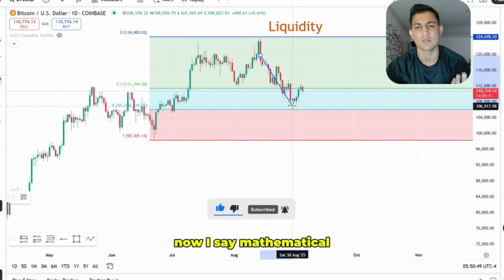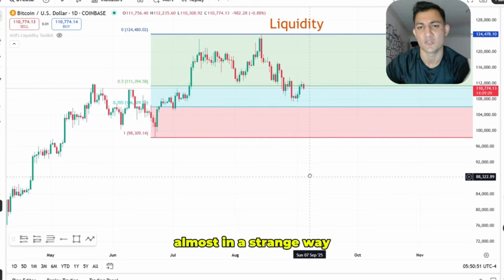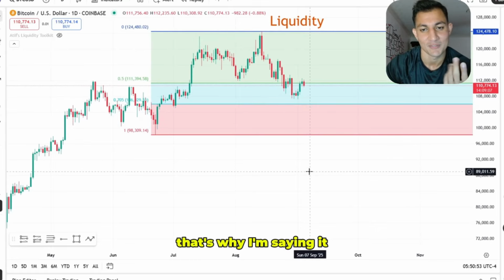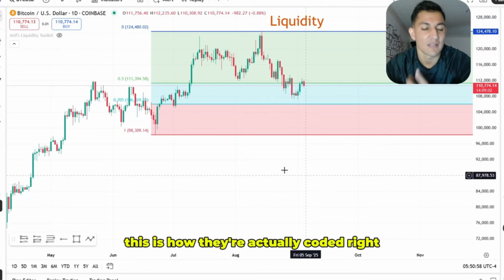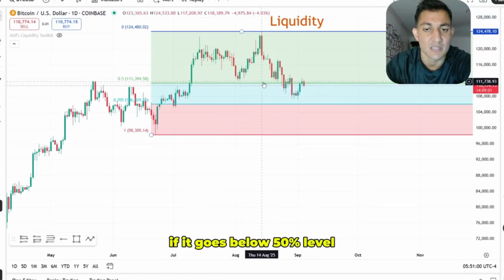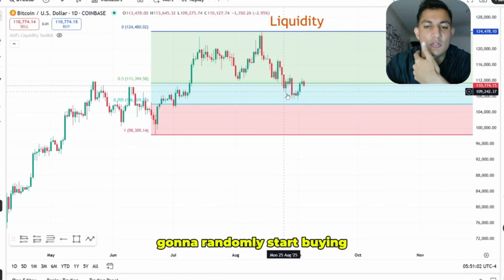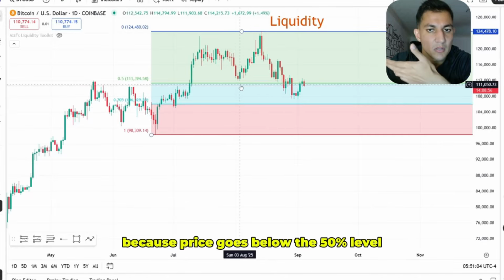Now I say mathematical almost in a strange way. First of all, I've got a maths degree, that's why I'm saying it. Number two is their algorithms are coded, right? This is how they're actually coded. If it goes below the 50% level, that's their buy signal. And they're not just going to randomly start buying because price goes below the 50% level.